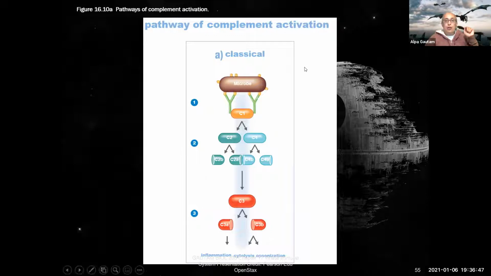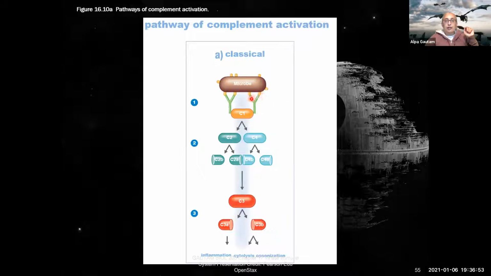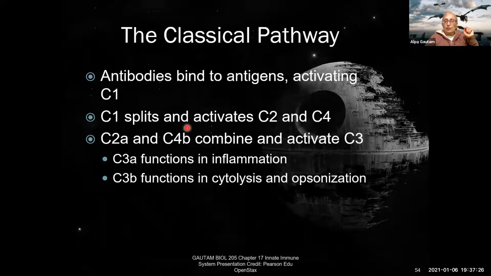So here's a microbe that we're seeing here, right? And it has these proteins or components that are sticking out. And then you have these green structures shaped like a Y. These are the antibodies, and they're binding to their specific molecules. When that happens, the first thing that's going to happen is this complement protein called C1 comes along and binds to it. It's attracted to bind to it now.